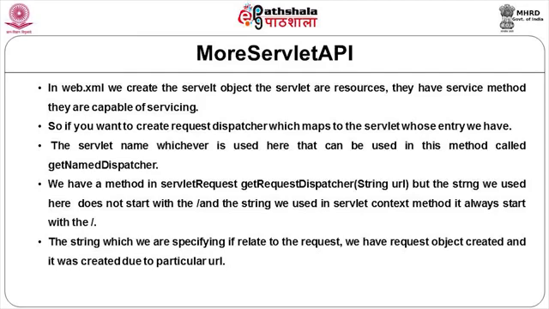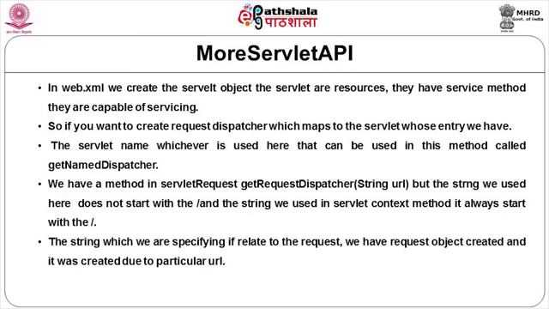So two methods in the servlet context object to create a request dispatcher, and then we have one more method in the servlet request itself. In the servlet request we have this method called getRequestDispatcher, where we give a string, again a URL. But the difference between the string we use here and the string we use in the servlet context is that in the servlet context method we always start with a slash. The method here, in the servlet request, takes a string which is relative to the request.